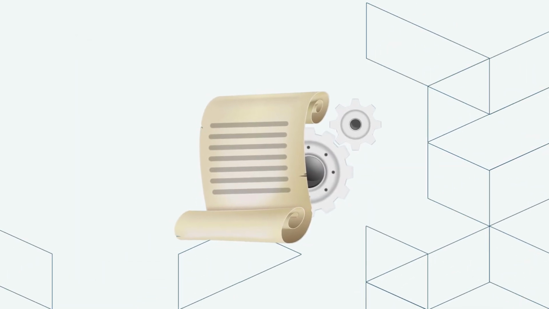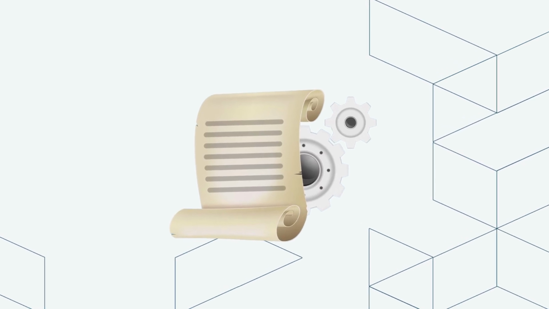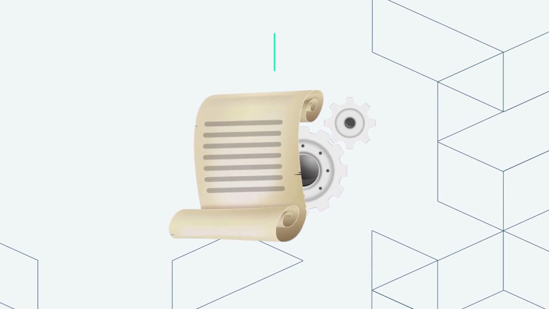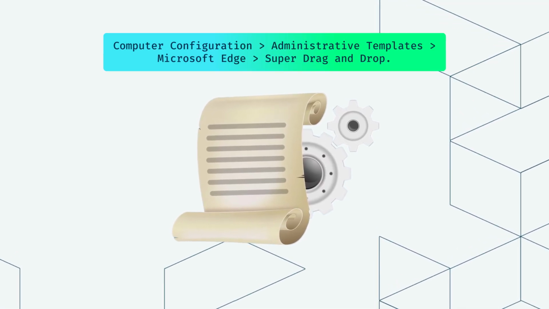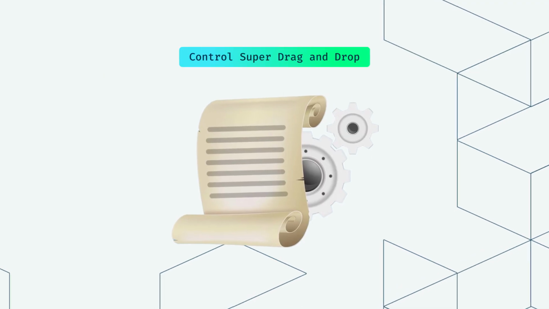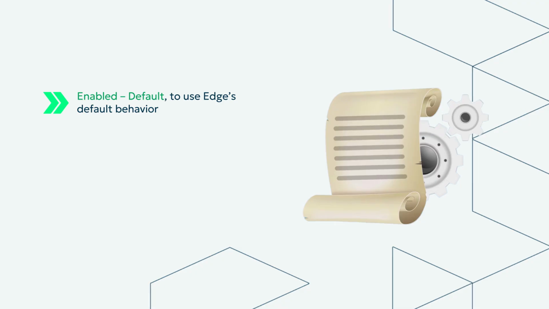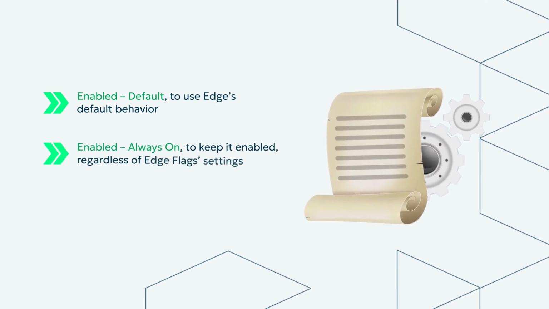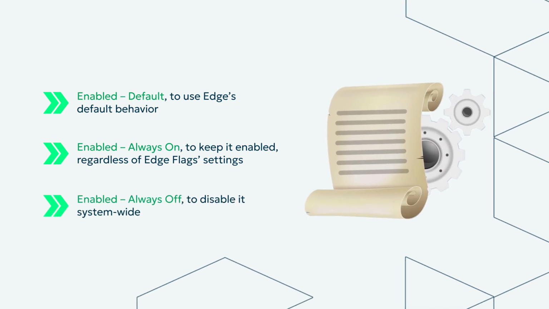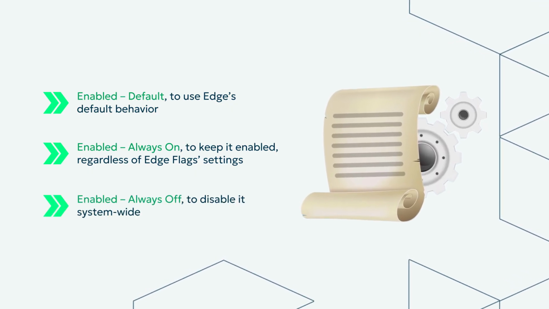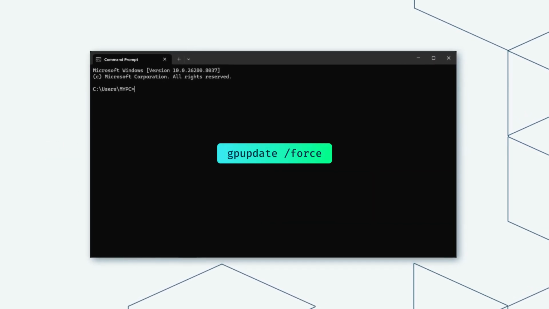Another method is through Group Policy, which enables or disables this feature across different units of a managed environment. Open the Group Policy editor and navigate to Computer Configuration, Administrative Templates, Microsoft Edge, Super Drag and Drop. Double-click Control Super Drag and Drop, set to Enabled, and select one of the following. Enabled Default to use Edge's default behavior, Enabled Always On to keep it enabled regardless of Edge flag settings, Enabled Always Off to disable it system-wide. Click OK and run gpupdate /force on the command prompt to save changes.